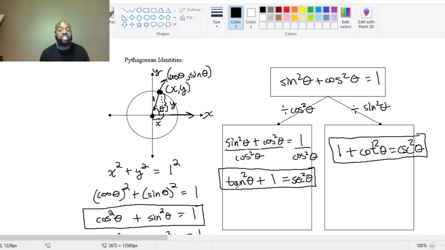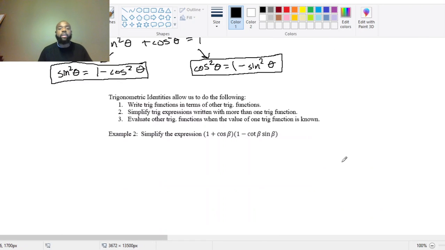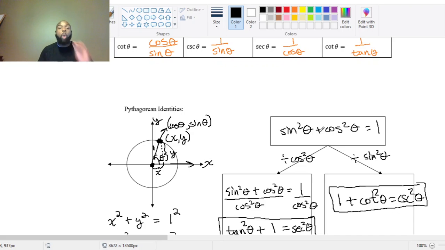If I wanted the tangent function isolated on one side by itself, I can subtract 1 from both sides. All right, and so we'll have different ways that we can write each of our trig functions in terms of the square of another one, right? And there we go. These are some of the most important and basic identities that you have to know and memorize. You have to know these, you have to memorize these.